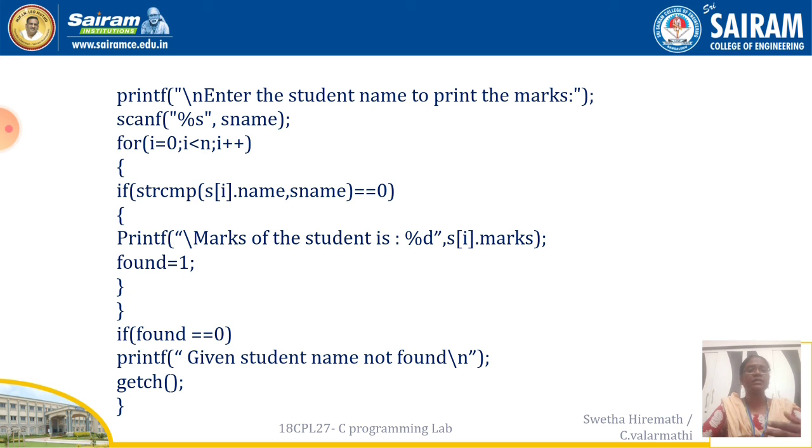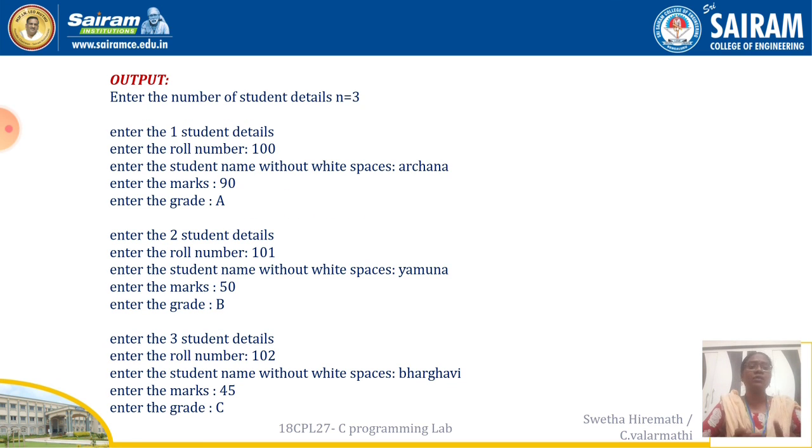Then I can exit from the concept. So this is the last portion of our program, right? I hope you understand. Coming to the output. For the first input, it says enter the number of students. That means how many students? I have given n equal to 3.